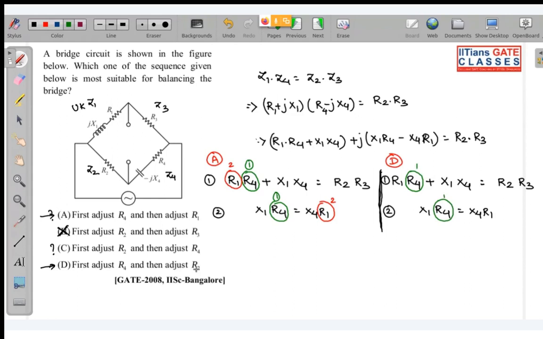So when I adjust R2, you can see I am just manipulating this equation. I am not disturbing this one in any way. Whereas over here, I am disturbing both the equations in both the manipulation processes. First, when I am adjusting R4, both of them are getting disturbed. And when I am adjusting R1, once again both the equations are disturbed. So that means this is not the case.